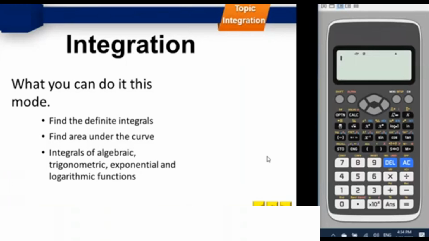What can we do in this mode? We can find definite integrals. Definite integrals are integration within the limits. We can find area under the curves, and we can find the integration of algebraic, trigonometric, exponential and logarithmic functions.